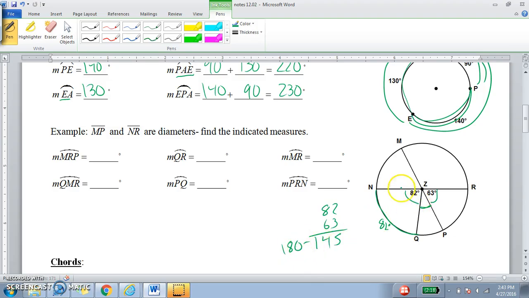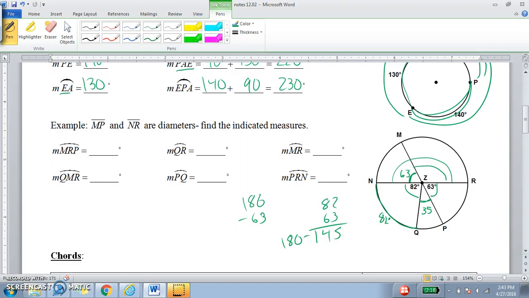We would subtract that from 180 because these 3 together make a straight line. So this would equal 35 degrees. This angle up here is a vertical angle with 63. So this is also 63. And then to find this one, we can subtract 63 from 180 because these 2 together make a straight line. And then when we do that, we get 117. This is 117.